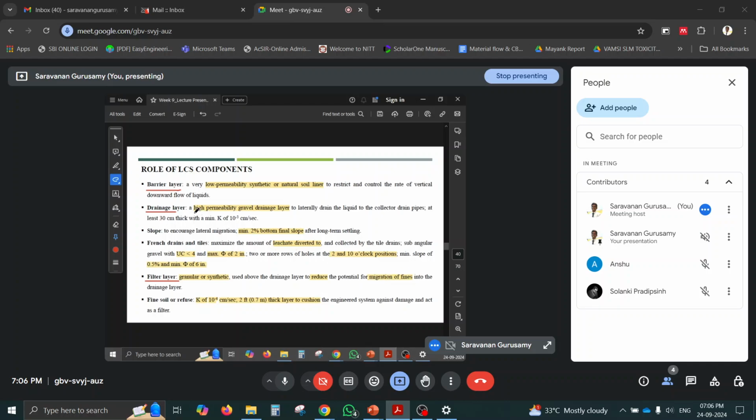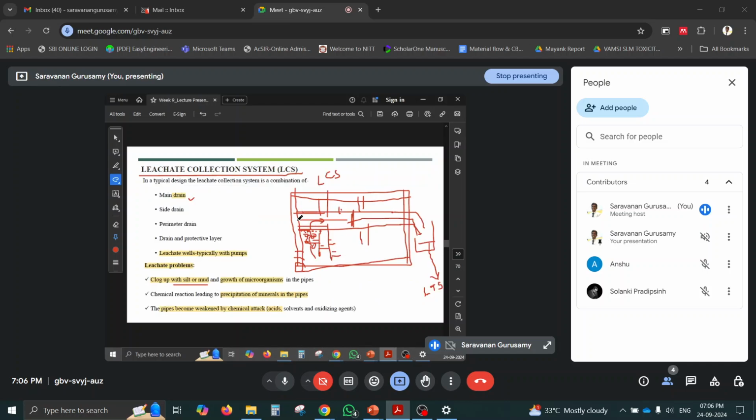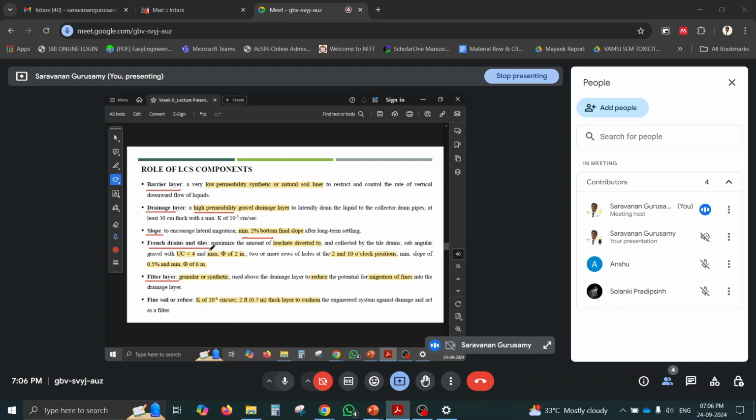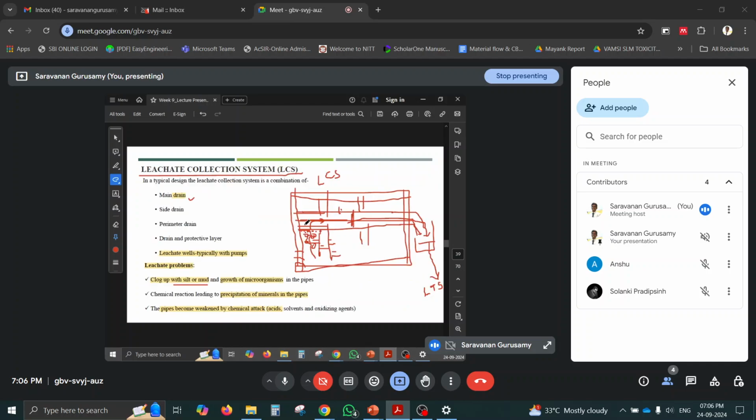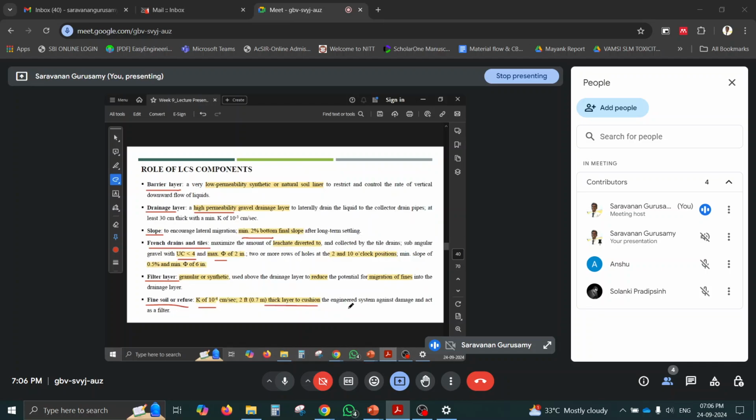So the drainage layer should have high permeability, the filter layer should have low permeability, and then for the slope we need a minimum of 2%, then only the collected leachate will enter into the drainage well. So proper slope should be maintained. Then French drain and tiles, these are all drain layers made up of soil, and all that you have to check. Then fine soil and refuse will have a minimum permeability of around 10 power minus 4 centimeter per second and a thick layer of cushion, because whatever pipe we have should have a cushion, otherwise it will break. So this type of cushion layer with the engineered system protects against damage and attack for the filter.